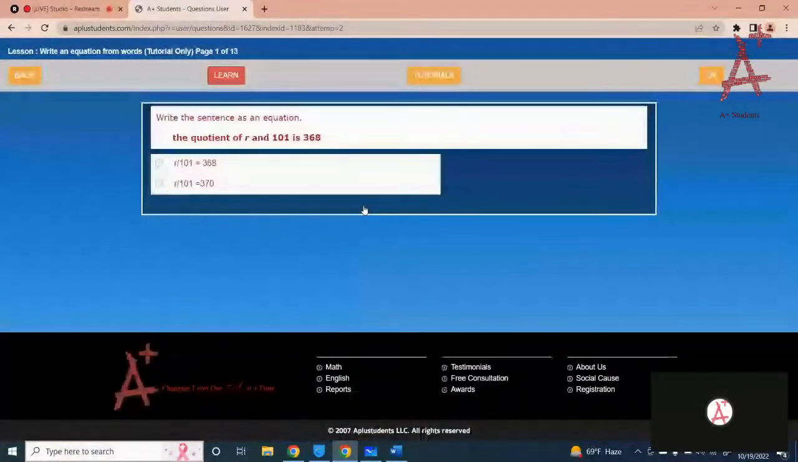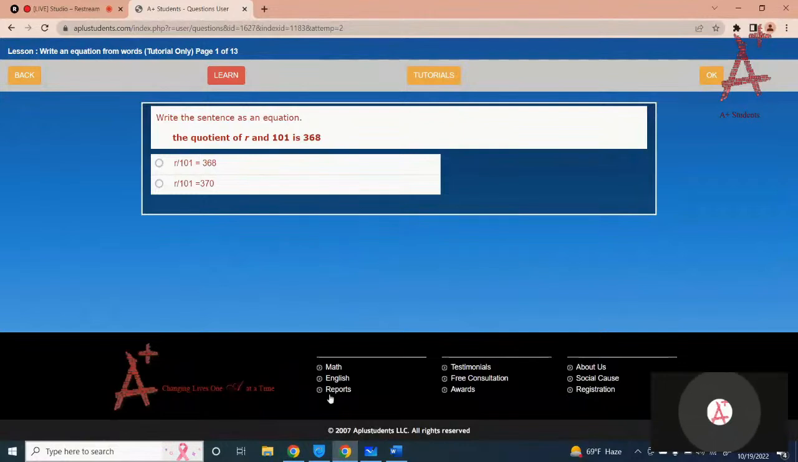Okay, write the sentence as an equation. The quotient of r and 101 is 368. Got it? So you are given a sentence. You just need to read the sentence and write the answer on your notebook. Got it? It would be the quotient of r and 101 is 368. So you have to write the equation.